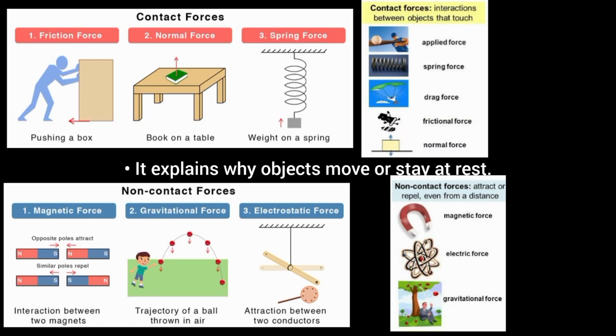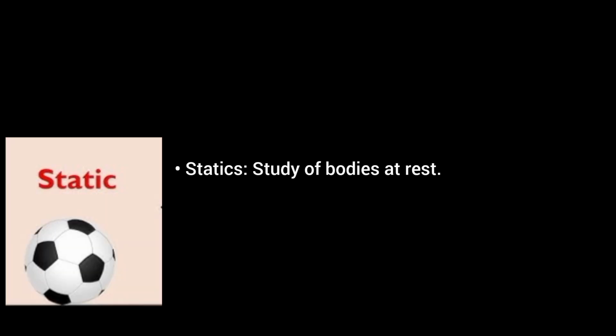Dynamics. 1. Definition. Dynamics is the branch of mechanics that deals with the causes of motion, mainly forces, and their effects on bodies. It explains why objects move or stay at rest. 2. Types of mechanics. Statics: study of bodies at rest. Dynamics: study of bodies in motion due to forces.